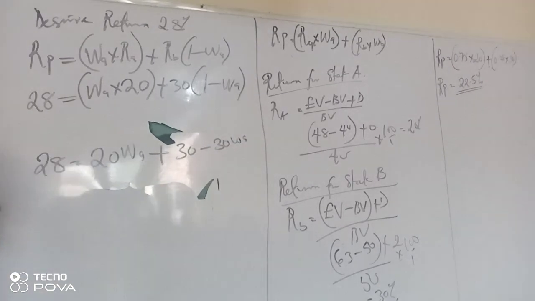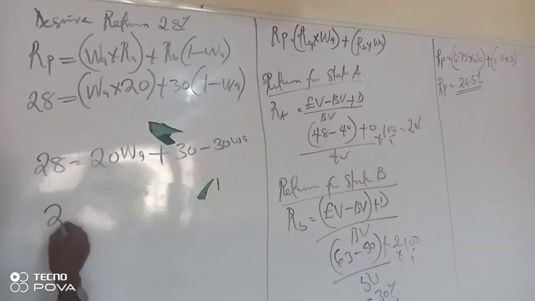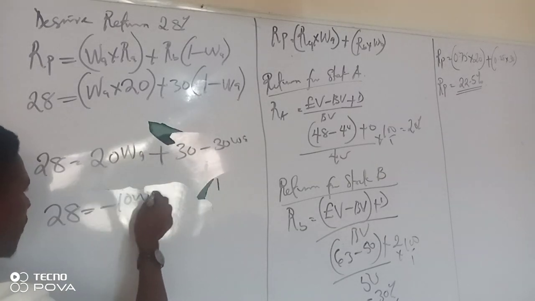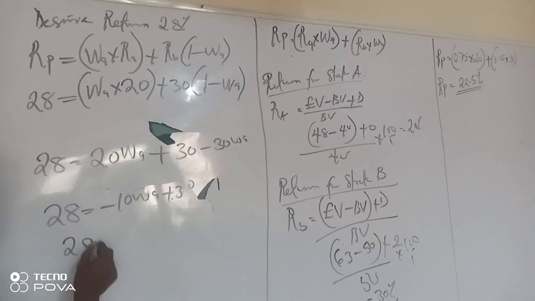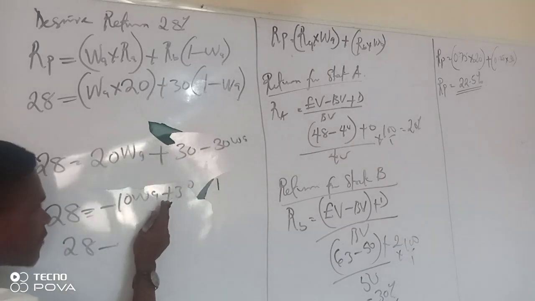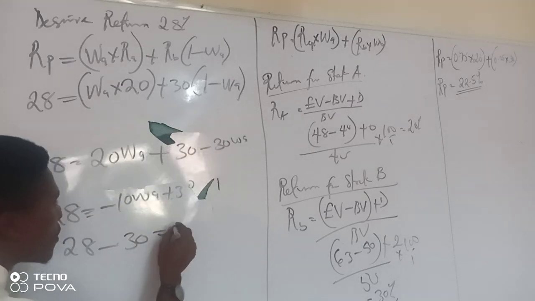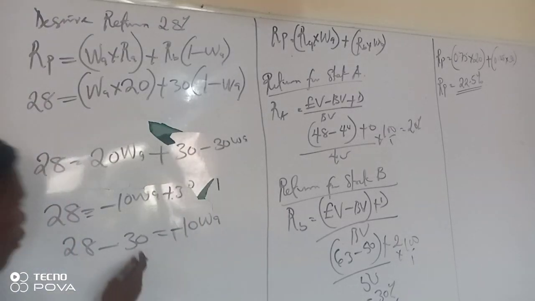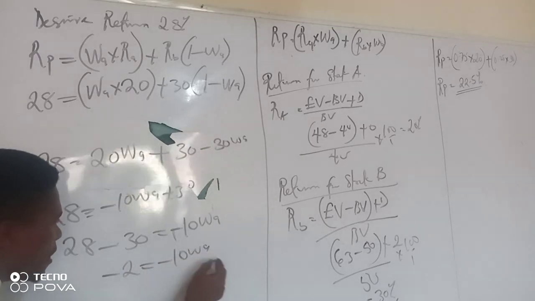Arrange it, collect the like terms. 28 is equal to minus 10 weight of A plus 30. This 30 will go to this side, so it will be 28 minus 30 is equal to minus 10 weight of A. So this one would be minus 2 is equal to minus 10 weight of A. Divide by minus 10.